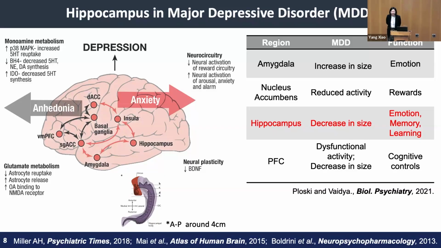Great talks. I have 2 questions. One is, how much can you tell about the different types of neurons in the hippocampus?